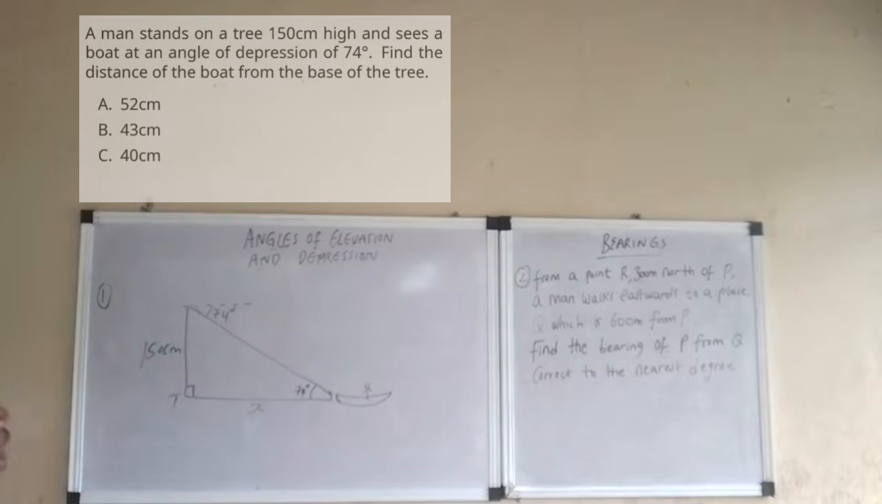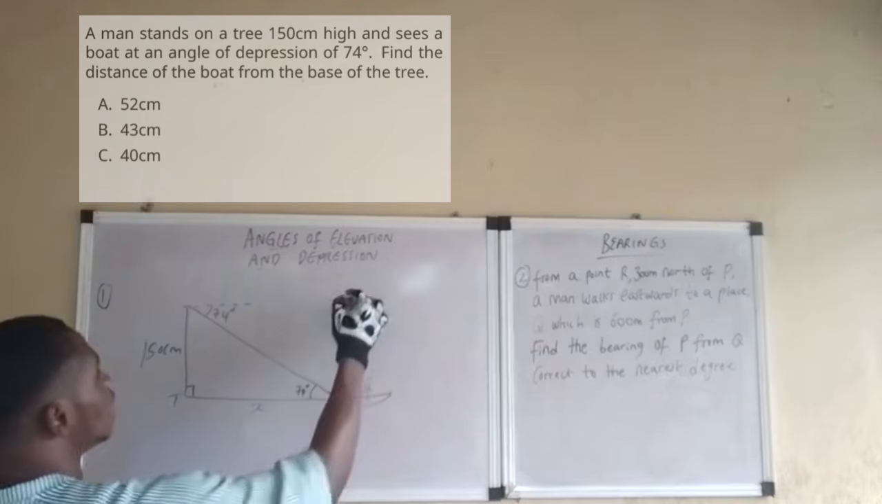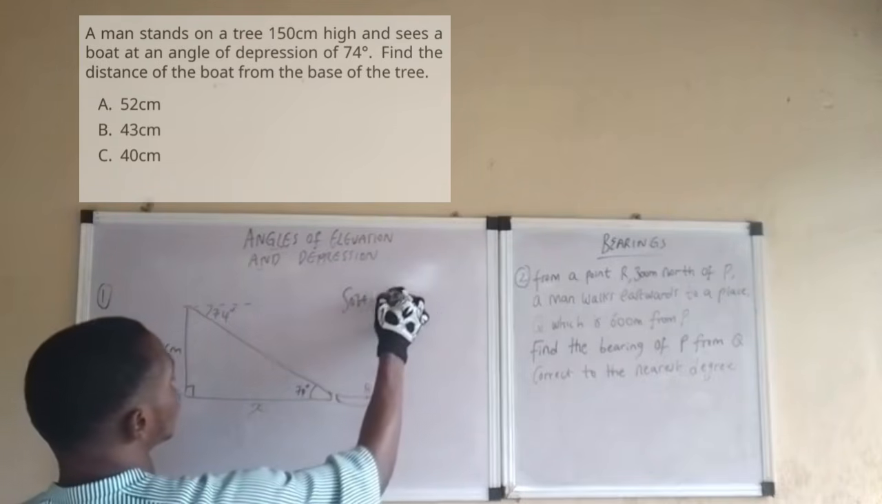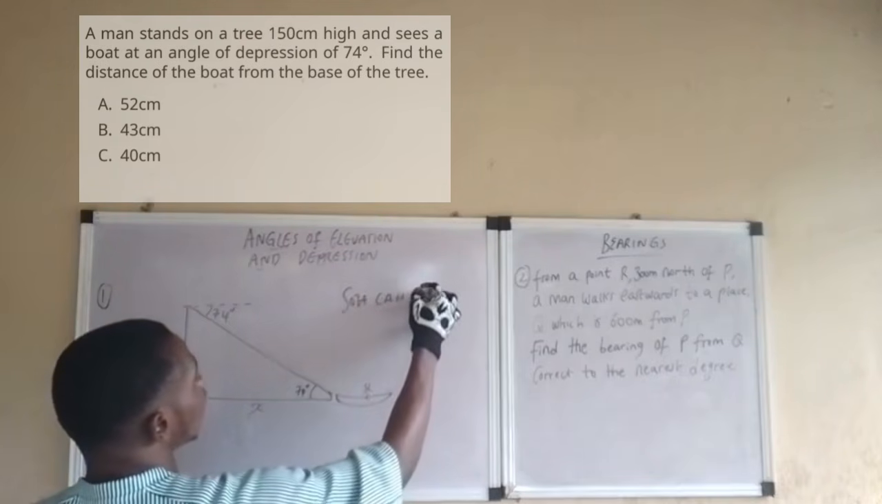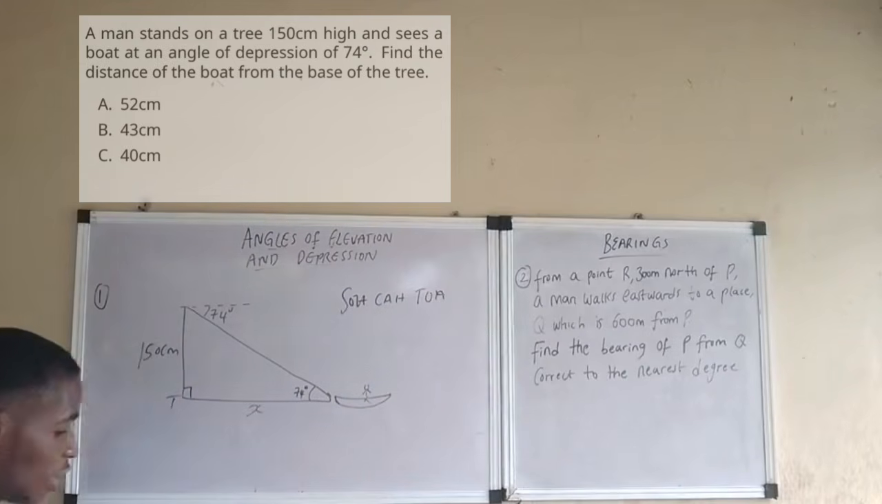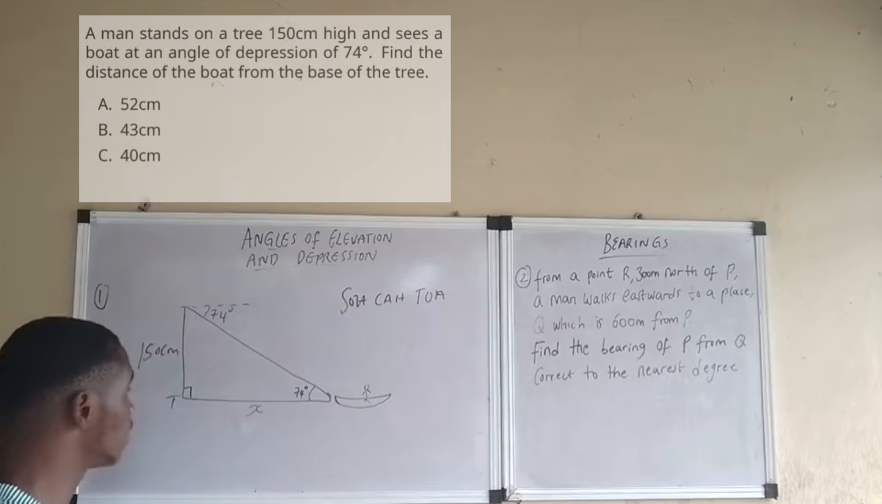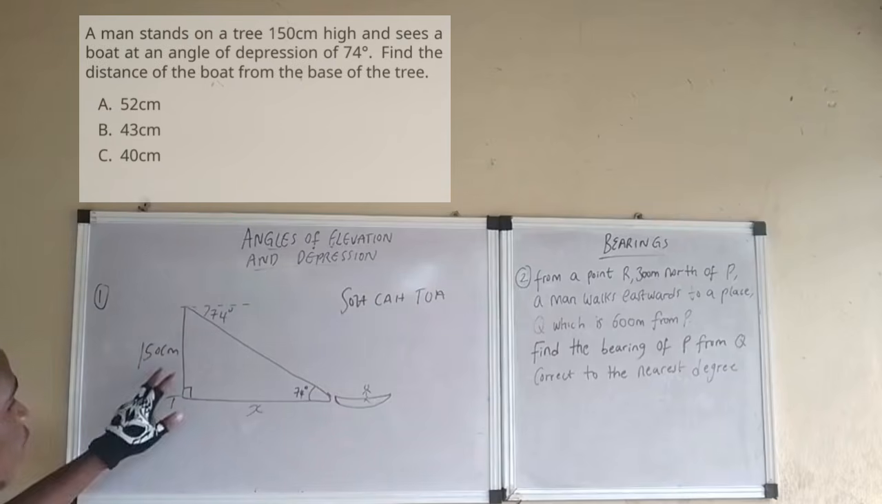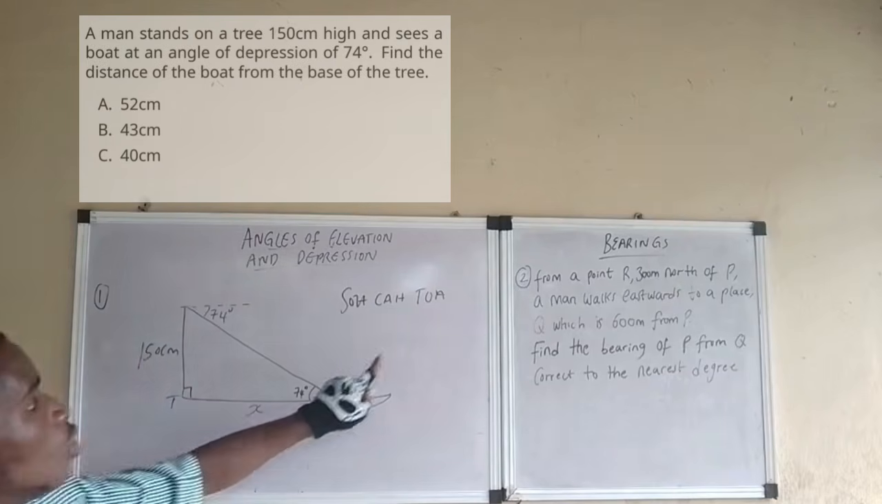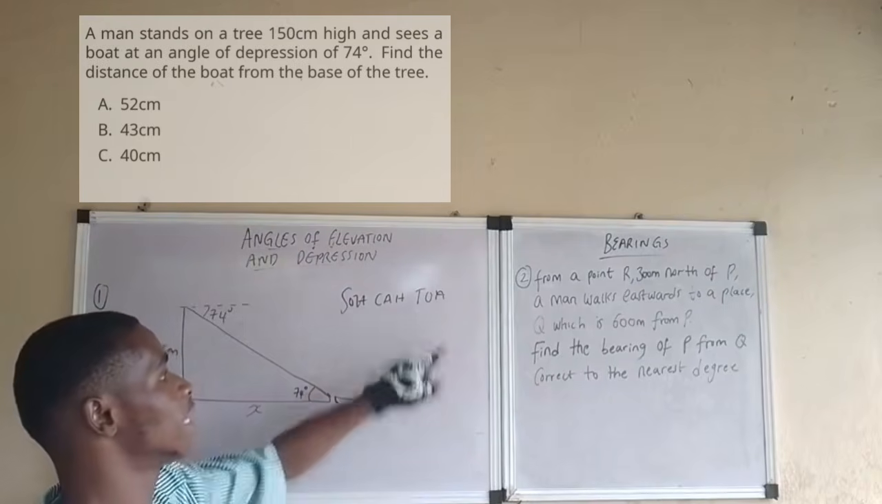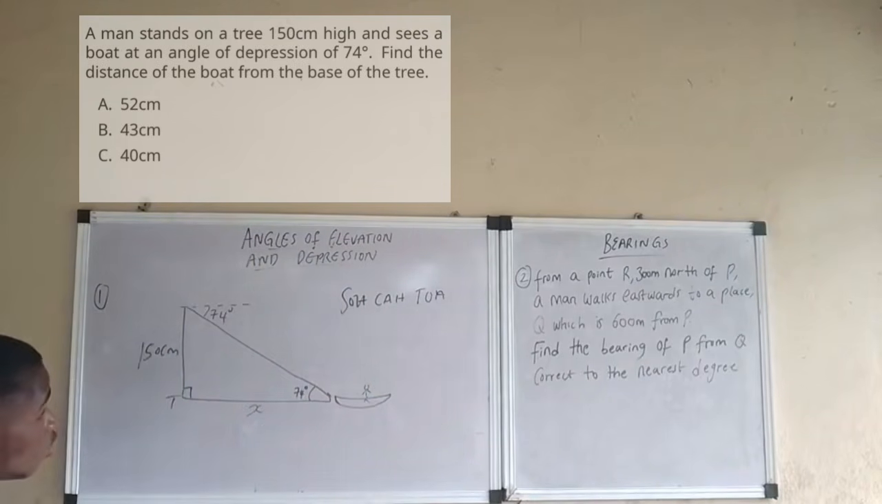So from SOHCAHTOA, which of these three identities are we going to apply? How do you know the one you apply? You know the one you are going to apply depends on the parameters that are given. Here we are given the opposite and the adjacent. So opposite and adjacent is characterized by the tan. Okay, so let's simplify using TOA.